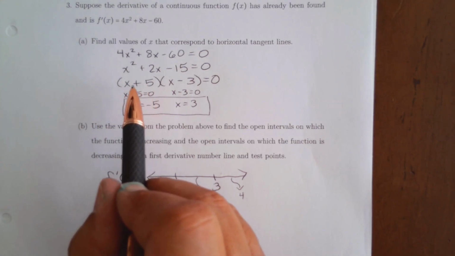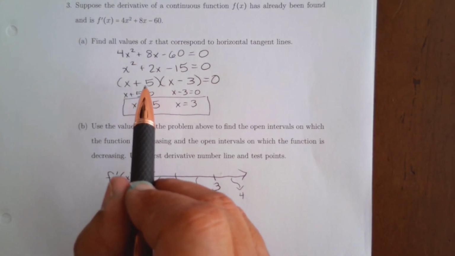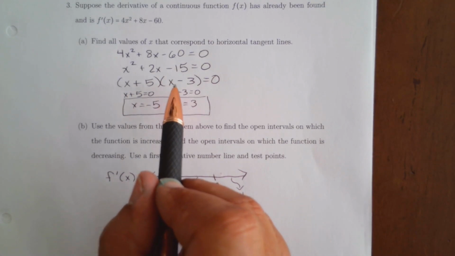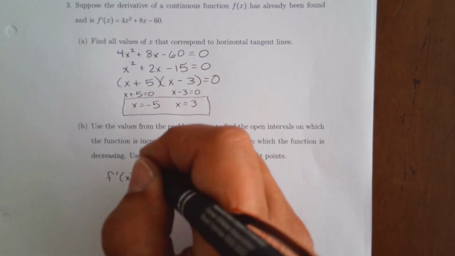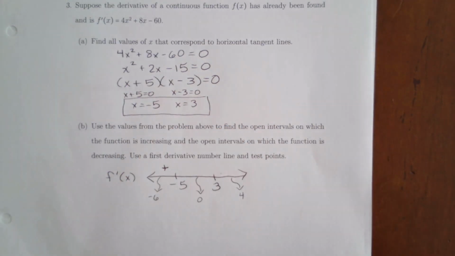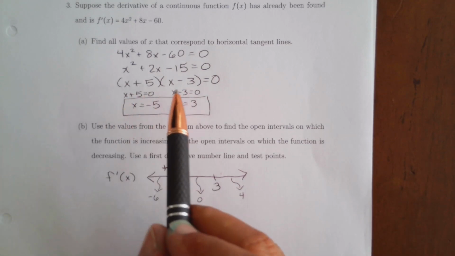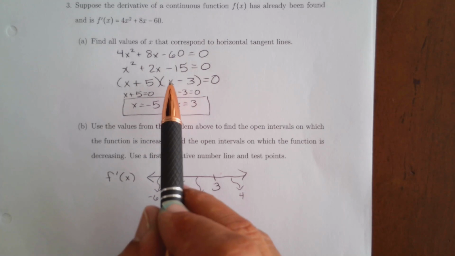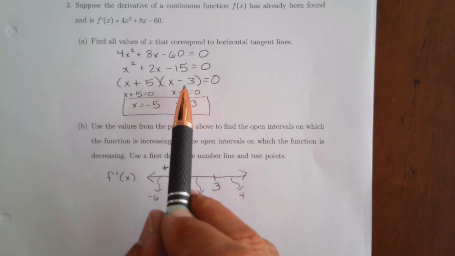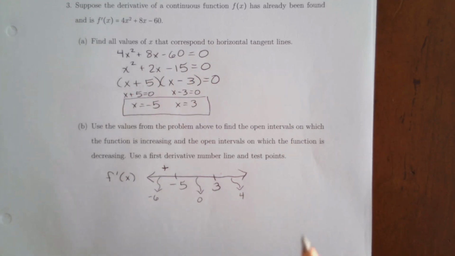Okay, so look at -6. If you put -6 in this parentheses, you're going to get a -1. And if you put -6 over here, you're going to get a -9. So now I know I got a negative times a negative, which is positive. That's all I care about. Okay, I'm going to put 0 in this line. If I put 0 over here, that's going to give me 5. And if I put 0 here, that gives me -3. And 5 times -3 is a negative number.